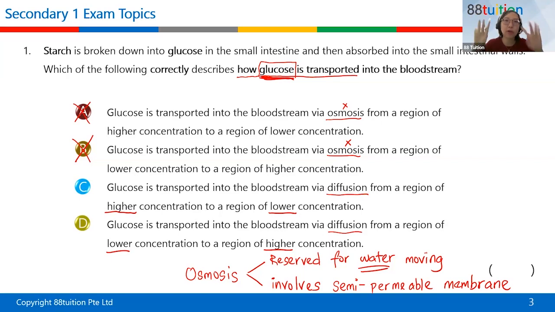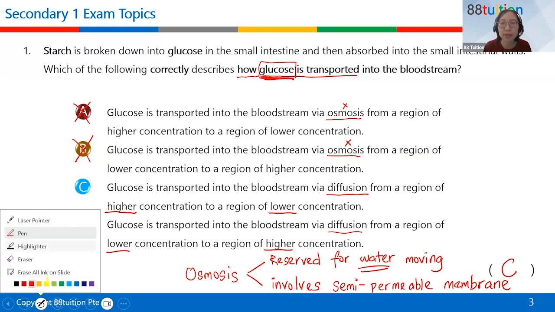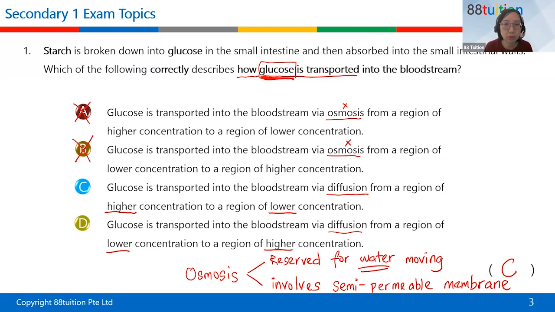Always think of a waterfall. How does the water flow in a waterfall? Does the water move from a higher to a lower place, or from a lower to a higher place? So yes, the answer is C. So always move from higher to lower, always. I don't care if it's diffusion or osmosis, it's always higher to lower.